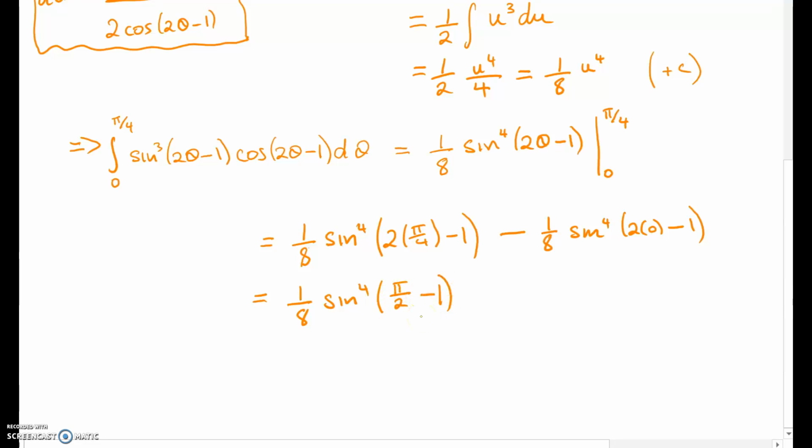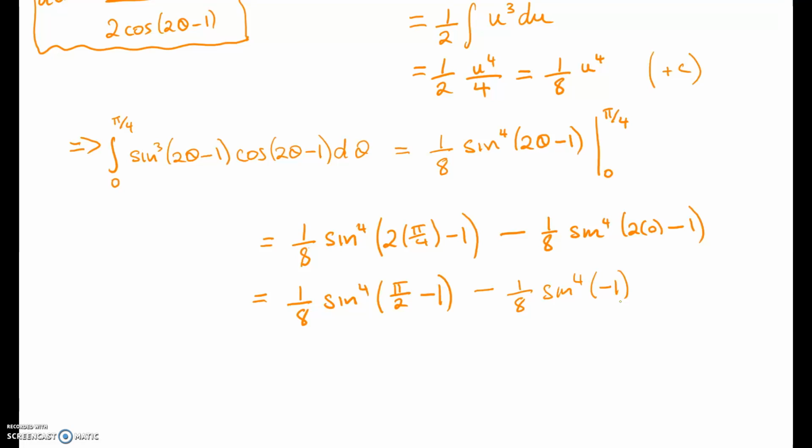Now, that looks like it's something you can simplify, but you can't actually without a calculator. So let's leave that like that. This would be minus 1/8 sine to the power of 4 of 2 times 0 minus 1, which is just negative 1.